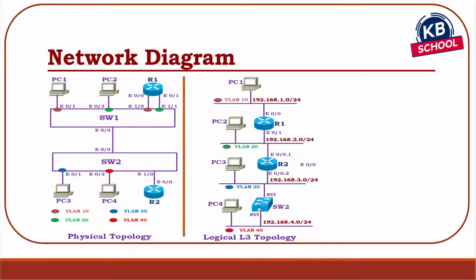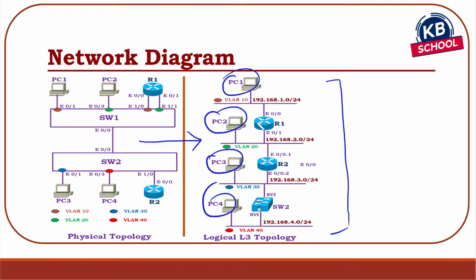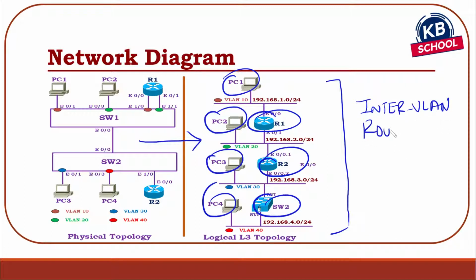So I have mapped over this physical topology to my logical topology. I've configured a routing protocol over here, and I've allowed all the PCs to talk to each other via these routers. Not only did I show you how to do a physical to logical, I also showed you the 3 different ways of doing inter-VLAN routing.